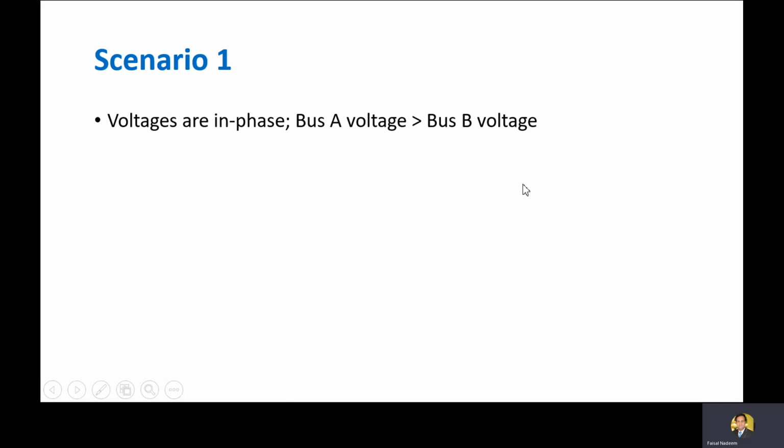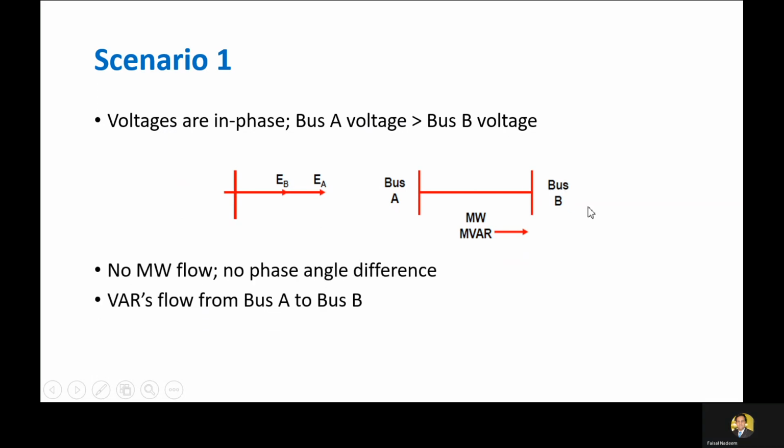Now how will the power flow? See here in this figure, as there is no difference in the phase, therefore the real power will not flow on the line. However, as the magnitude of bus A voltage is greater than bus B voltage, the reactive power will flow due to the difference between the voltages, and it will flow from bus A to bus B. This was scenario number 1.